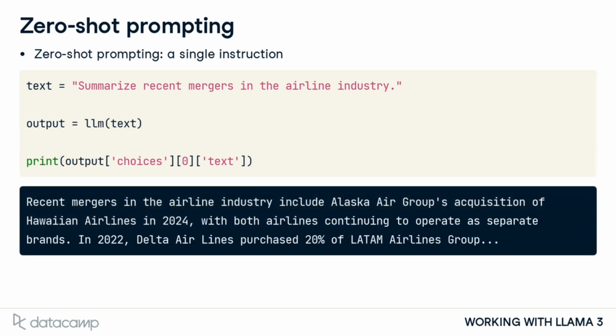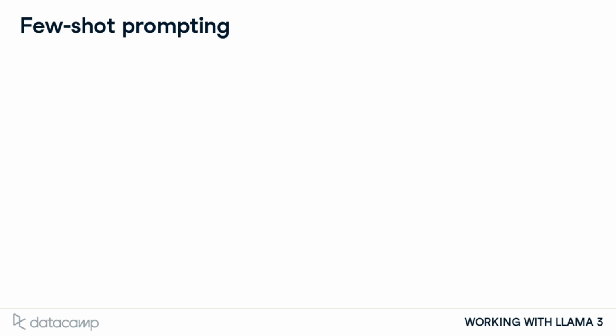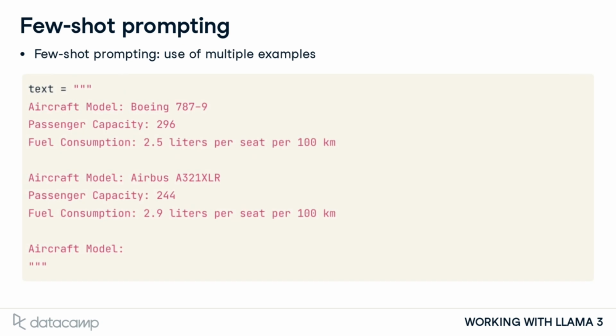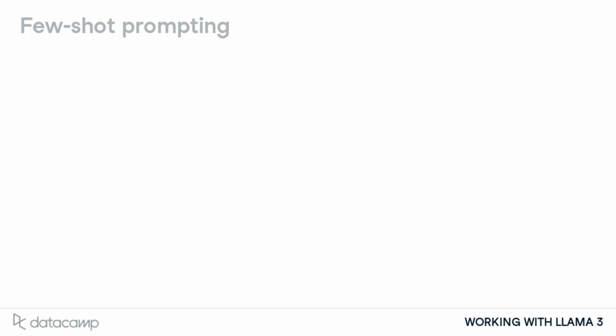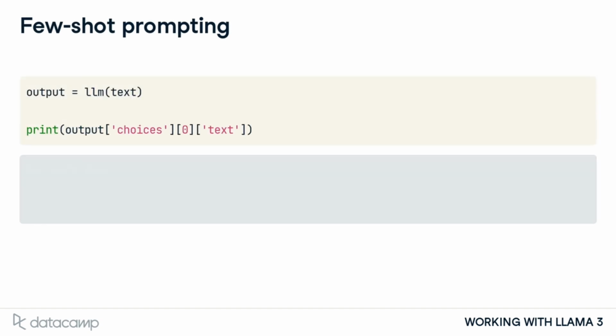But when responses need a structured format, we use few-shot prompting by providing examples. For instance, if we want Llama to generate structured aircraft fuel efficiency comparisons, we can show a pattern that includes the aircraft model, passenger capacity, and fuel consumption. Then, we ask the model to continue the entries using the same format.